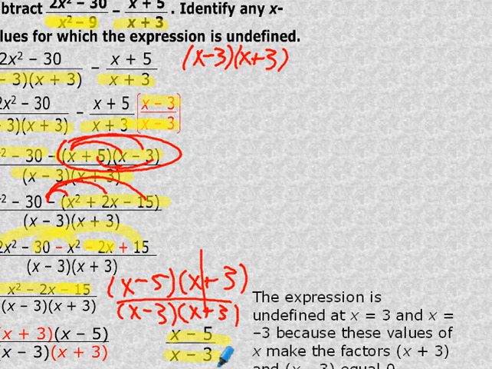Values for which x is undefined. Remember, we want to look at it before we cross things out. So it's going to be where x is equal to 3 or negative 3.